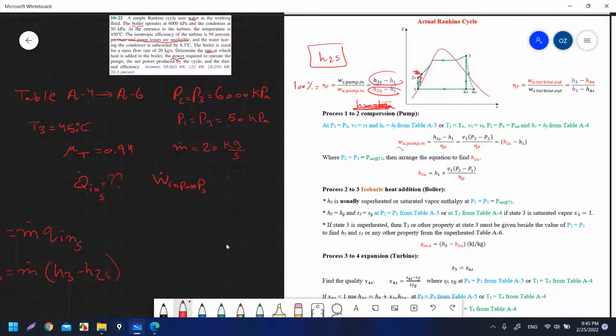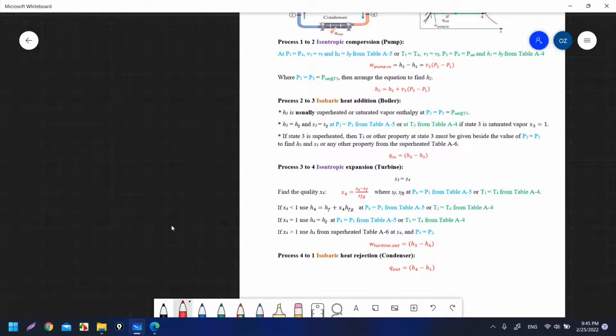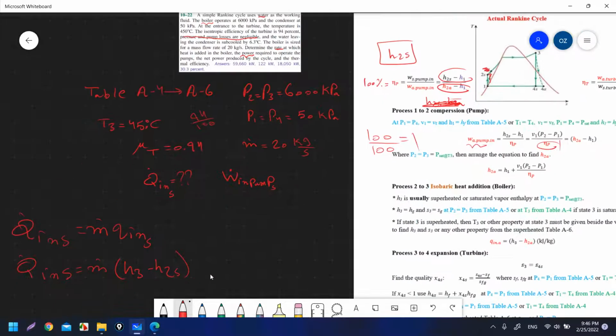This equation for what? For the actual. Actual means that we divide by the isentropic efficiency of the pump, and this isentropic efficiency of the pump is what? It is 1, okay, meaning 100%, like 0.94 was 94% over 100. So it is 1. So you use only this equation without the isentropic efficiency of the pump.